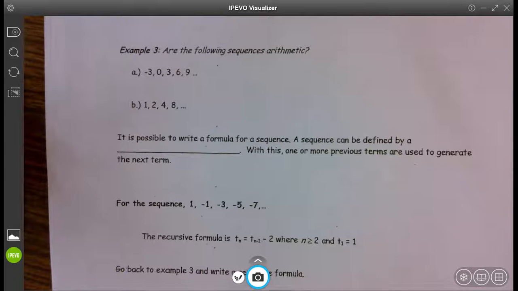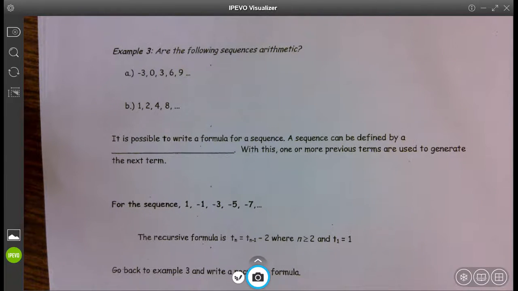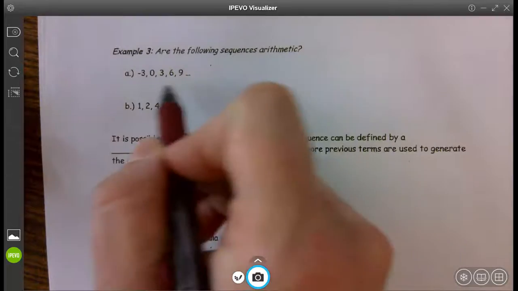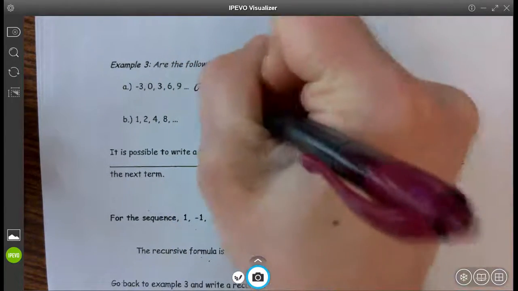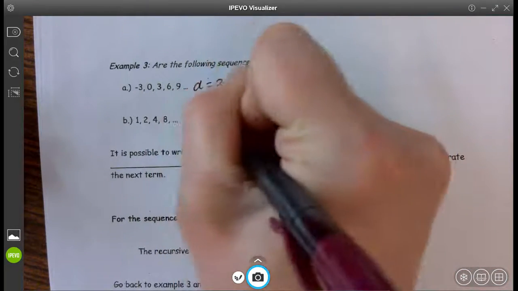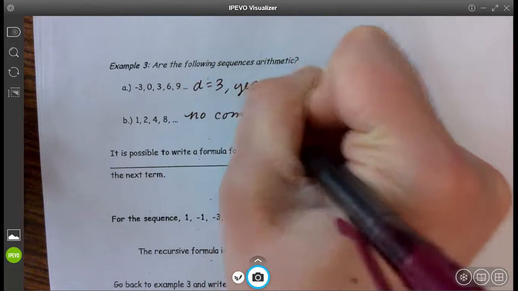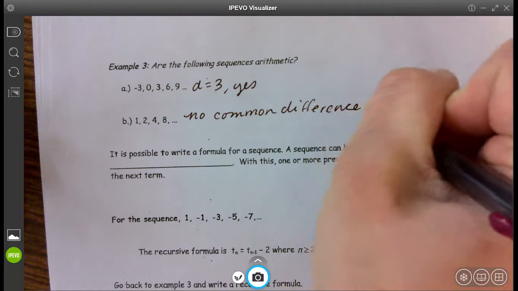It says, are the following sequences arithmetic? Well, this first one, you're adding 3 every time. So yes. This one, there's no common difference. No.